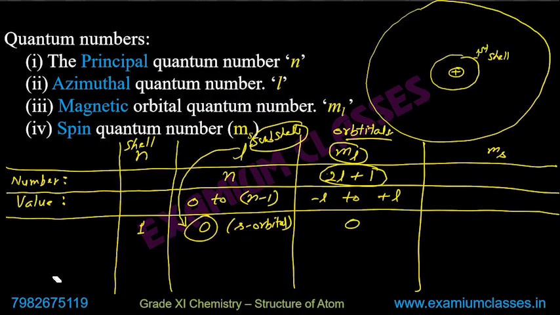Sir, can you please tell again how we got L equals 0? It will be clear when I explain again for n equals 2, 3, etc., because I'm going to explain it for other shells also. So I will repeat it. With comparison, you will be able to understand.